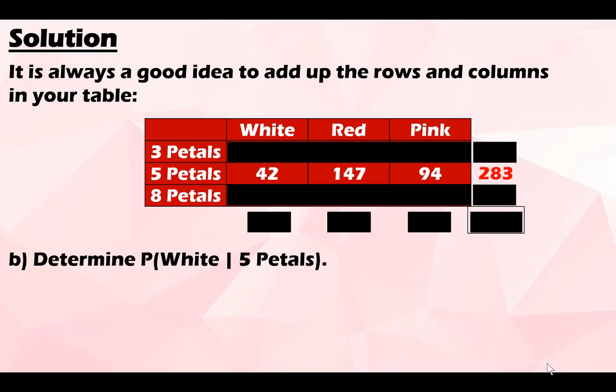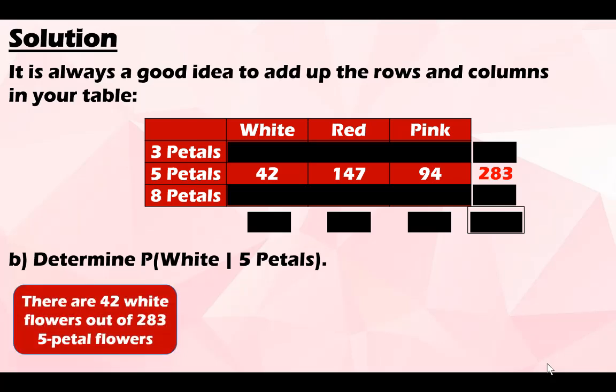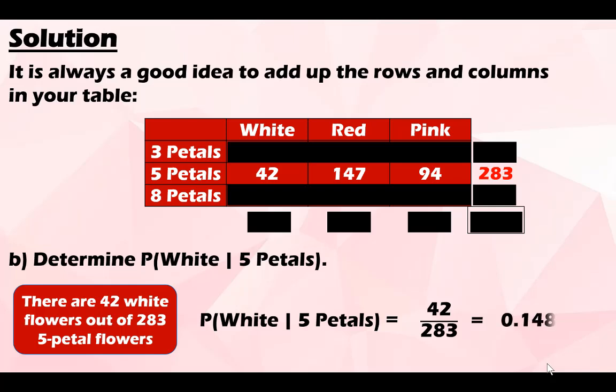There were 283 total 5-petal flowers. And the question is, what's the probability of choosing a white flower from this group of flowers? Well, there were 42 white flowers out of the 283 5-petal flowers. So the probability of choosing a white flower, given that the flower had 5 petals, is 42 out of 283. That fraction doesn't reduce, but we can convert it to a decimal, which would be 0.148.